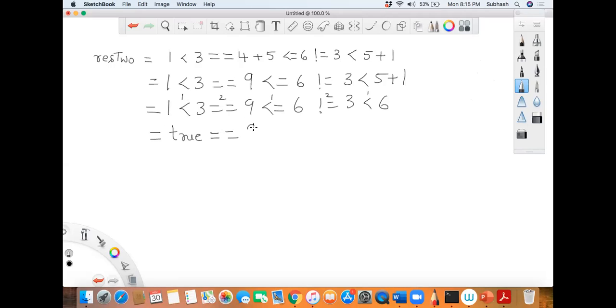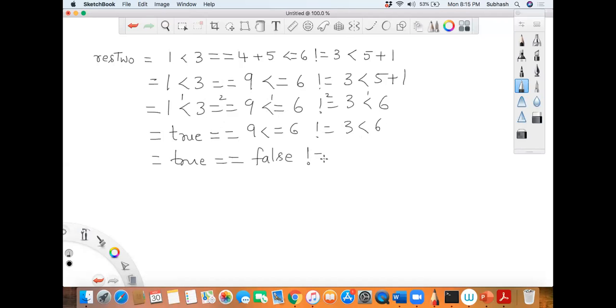True equal to, let me keep the rest of the things as it is, not equal to 3 less than 6. Correct? Now, which one should I evaluate next? Less than or equals to, sir. Why not not-equal-to? Because it's in second priority. So we have to finish all the first priority operators first. Very good. Therefore it becomes true equal to. Is 9 less than or equal to 6? False, sir. So this will result in false.